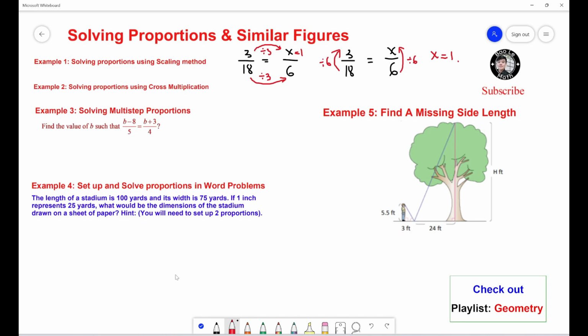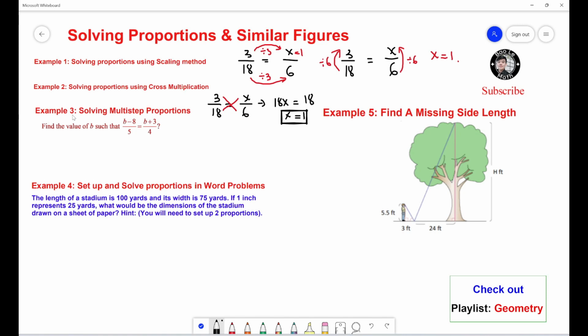Alright. Now let's move on to example number 2. Solving proportions using cross multiplication. Alright, so we have 3 over 18 equals s over 6. Now we just cross multiply like this. So it would be 18 times s equals 3 times 6, which is 18. Divide both sides by 18. So s equals 1. And that is the answer.